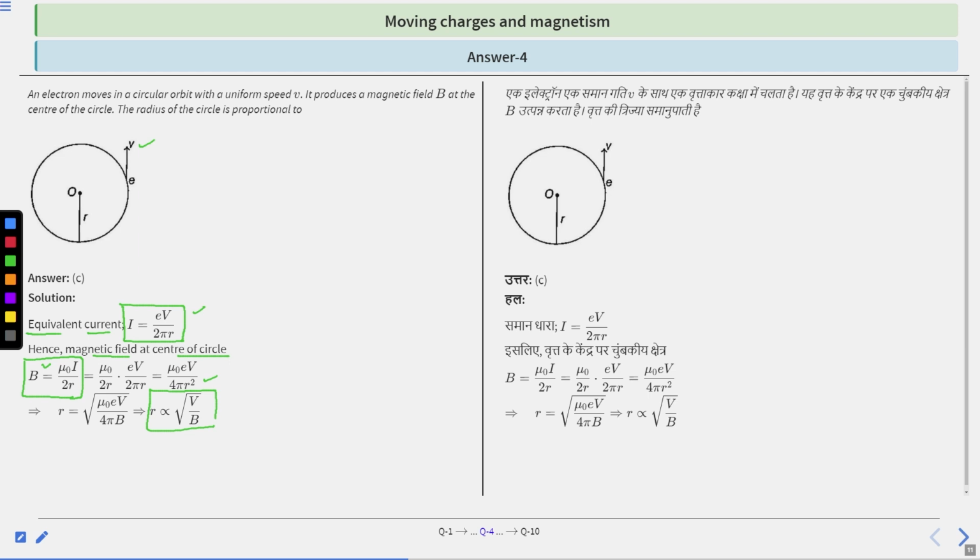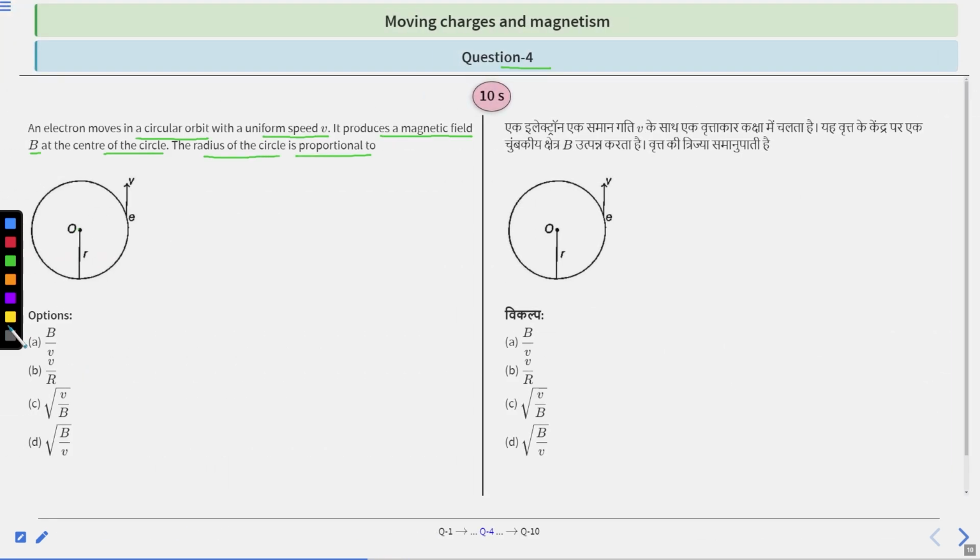Here, this is the velocity, and this is the magnetic field. Clear? So the correct answer is C. This one is the correct answer. Clear? Next question.